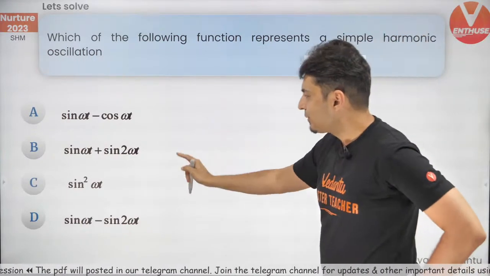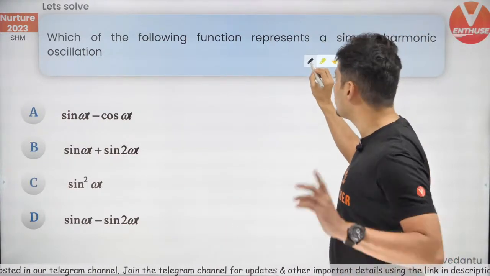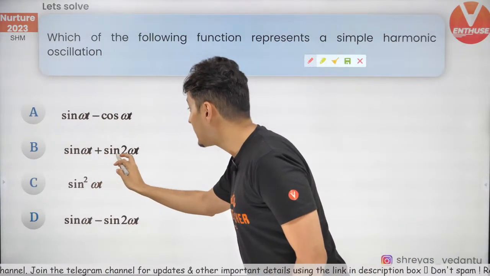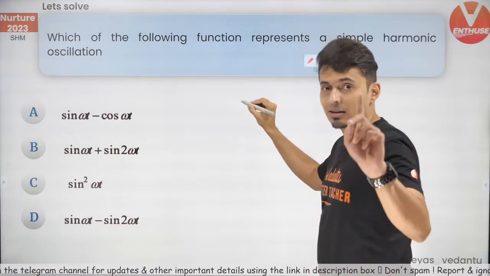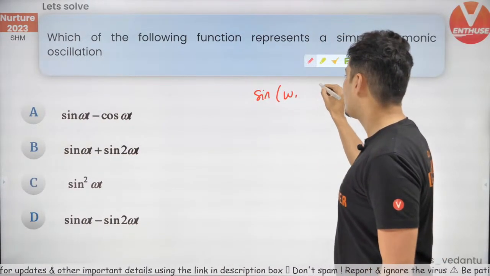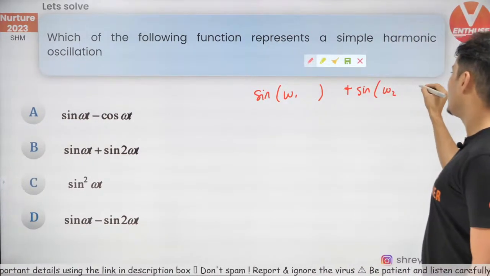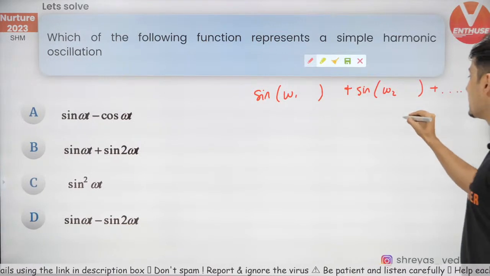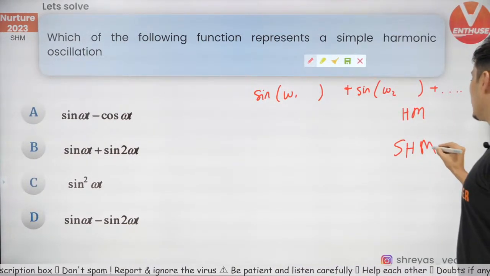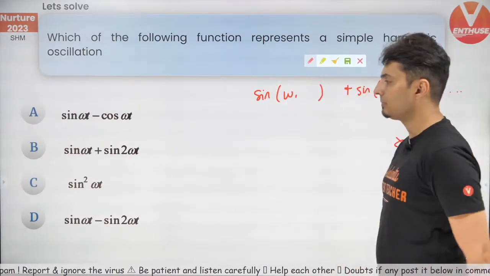Now, many of you are going to feel, sir, I don't think any of them are SHM. Well, I'll tell you, some of them are easily eliminated. You can see sine omega t, sine 2 omega t. Remember, day 1 I had told, if you have terms like sine omega 1 something plus sine omega 2 something, it is harmonic motion, but definitely it is not SHM. In SHM, you should have only one term.